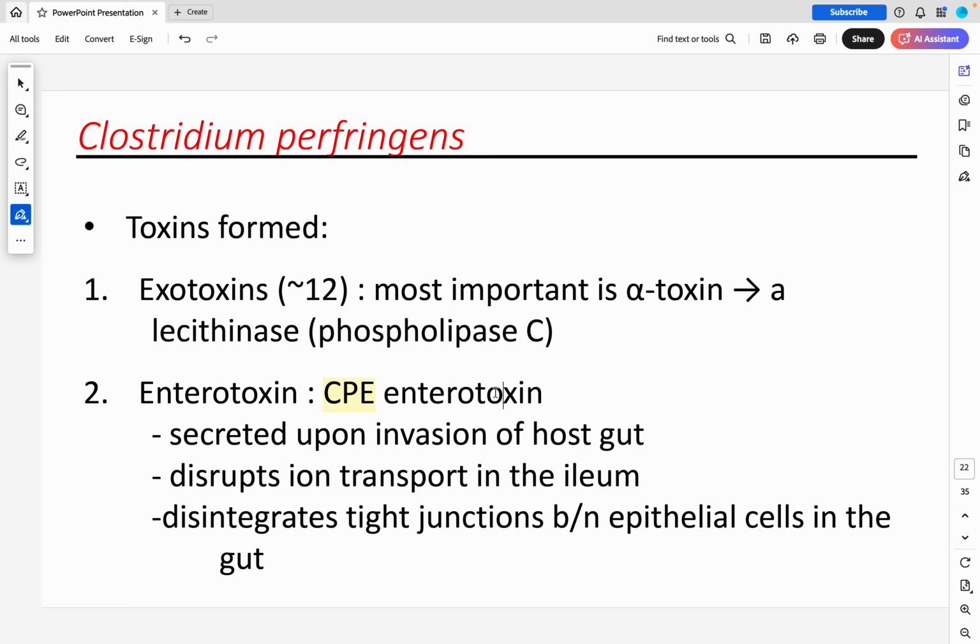An enterotoxin of Clostridium perfringens affects the host gut cells. They are secreted upon invasion of the host gut cells, causing imbalance in ion transport of ileum mucosal cells. This toxin also disintegrates tight junctions between epithelial cells of the gut. So it really destroys the structural integrity and intracellular balance of the host cells.